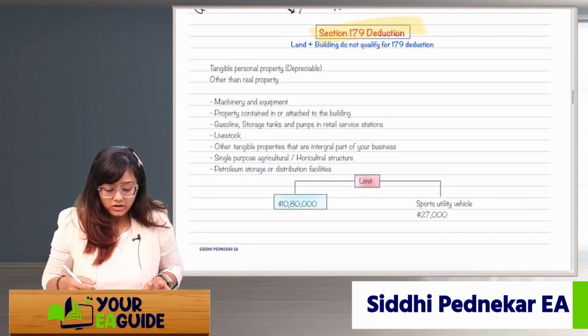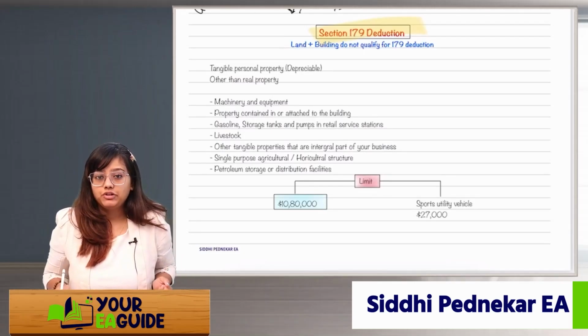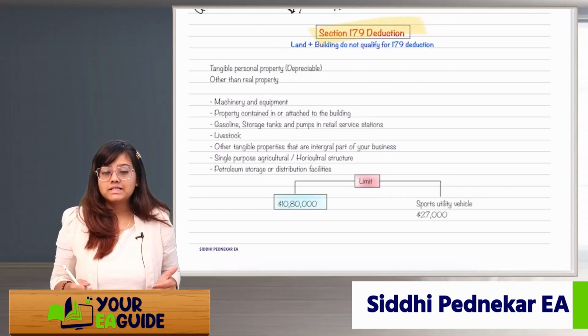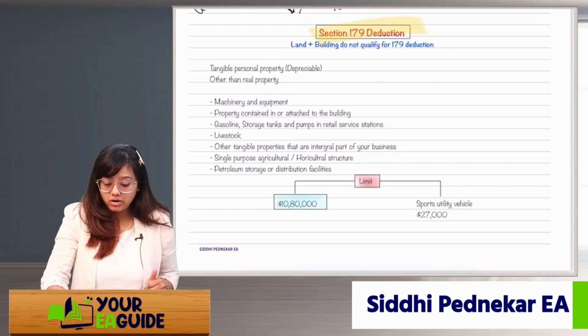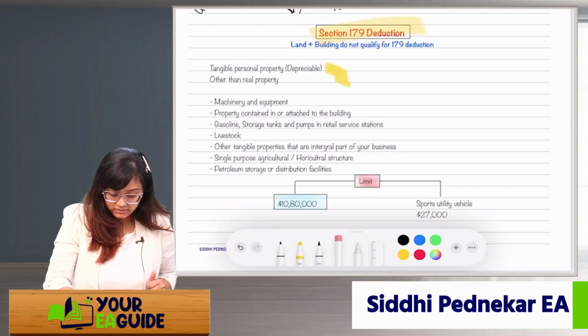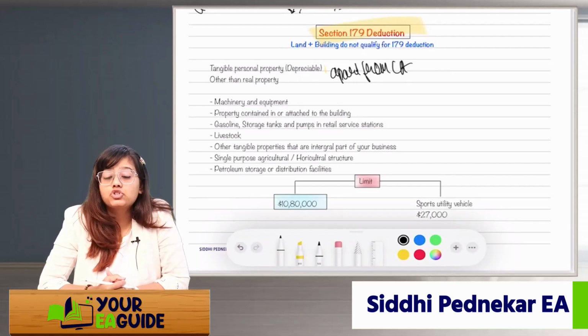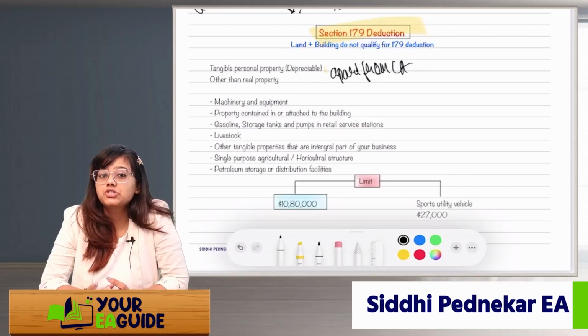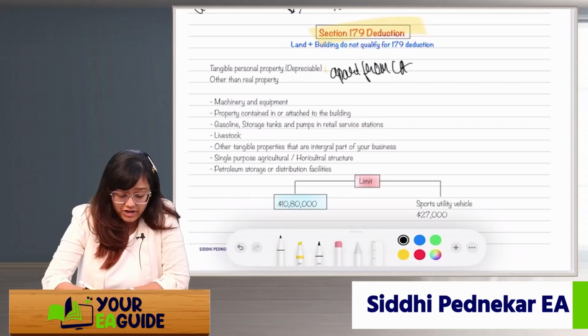We'll see. First thing is tangible personal property. If it falls under tangible personal property, then it is depreciable. What do you mean by tangible personal property? It means anything apart from a capital asset. And it should also be a property which is not real property. Now, what will fall under the 179 property?